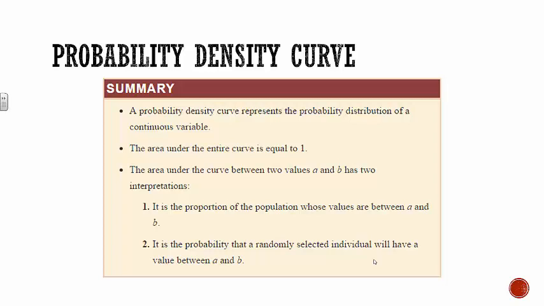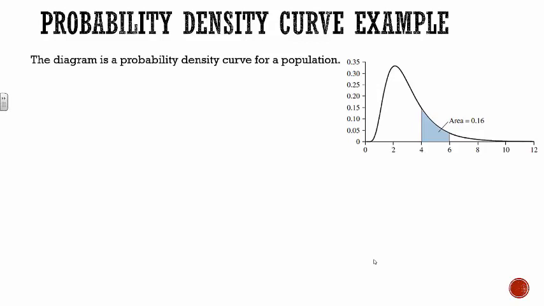The area under the curve for your continuous random variable, or your probability density curve, is equal to 1. And then we can look at the area between two values to find the specific probability or proportion of values that fall between those two values. Alright, so the drawing on the left shows an example of what a probability density curve looks like. This is not what all of them look like. This is just an example.